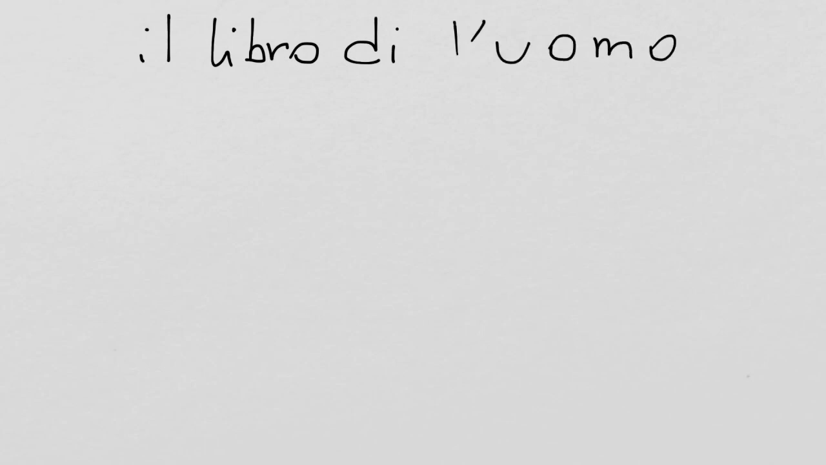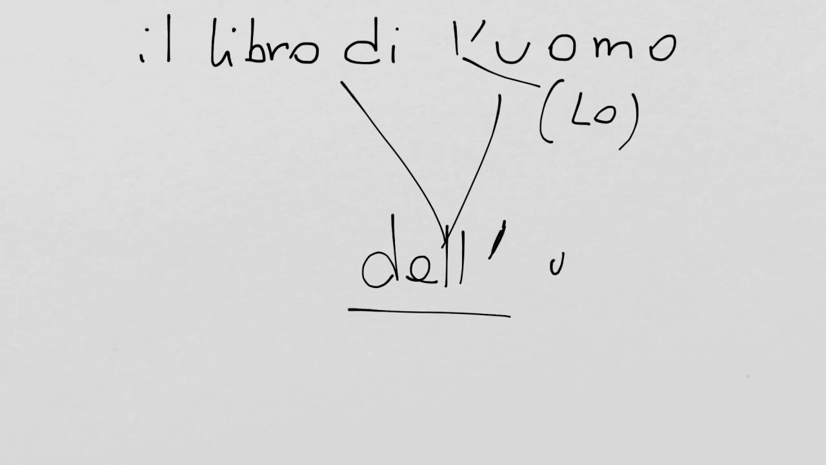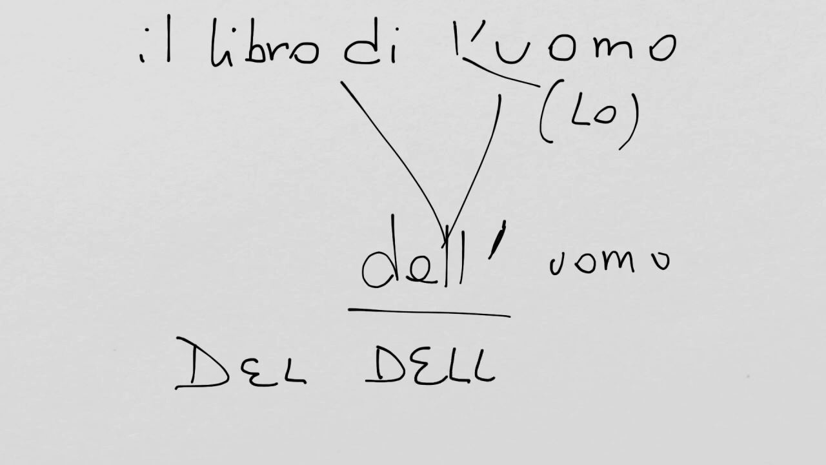Now let's look at the case of the article followed by a vowel, a word that begins with a vowel when we have to use the apostrophe. So il libro di l'uomo. L'apostrophe of course derives from lo, is a contraction, and di followed by l'apostrophe becomes dell' with the double L.